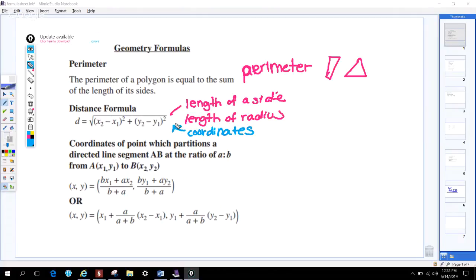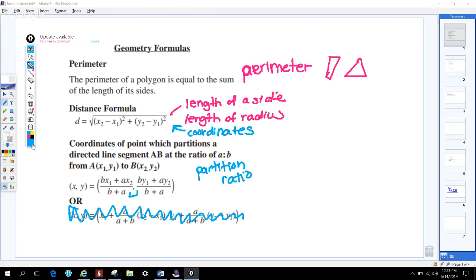2 particular ways. Down here, anytime you see the word partition or ratio, you're going to end up using one of these formulas. I recommend crossing out the bottom one because I've never shown you how to use the bottom one. You've used it for Delta Math, but you haven't used it in my class. Where kids mess up is right here. They think that they have to add those together.